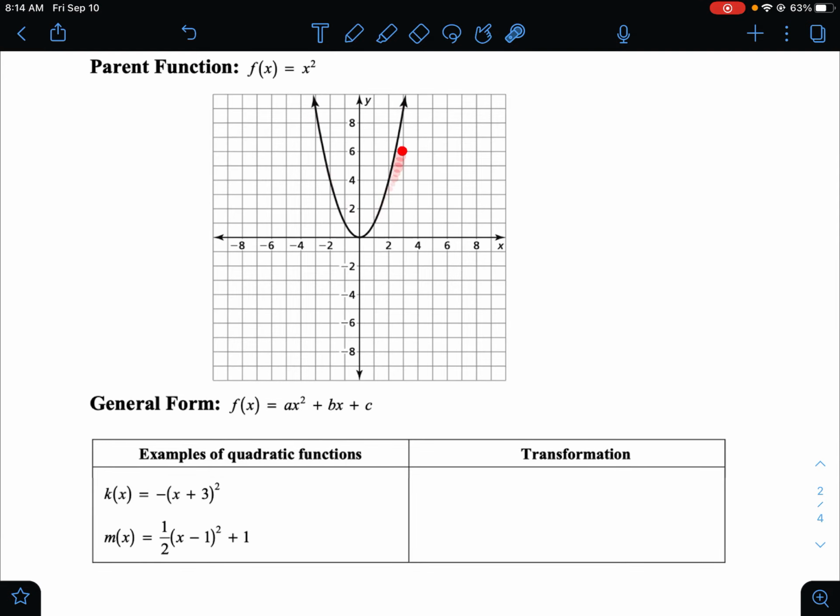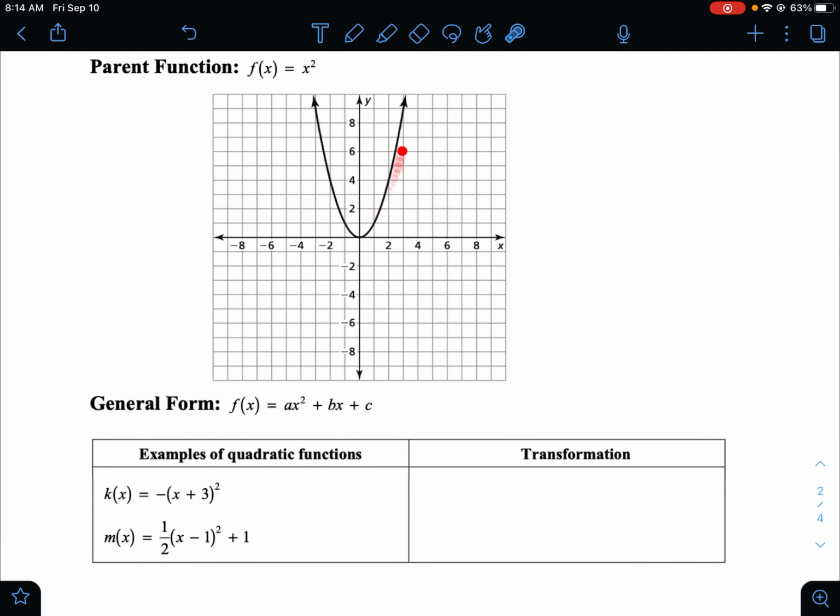So describing the transformations is the same. So this negative on the outside causes a reflection across the x-axis. And then this 3 on the inside there, just like it would in absolute values, it moves it opposite. So that's not to the right 3, it's actually left 3. And those are the transformations. So you'll see the similarities to absolute values right away.